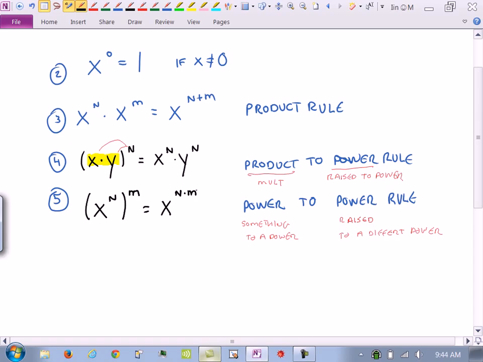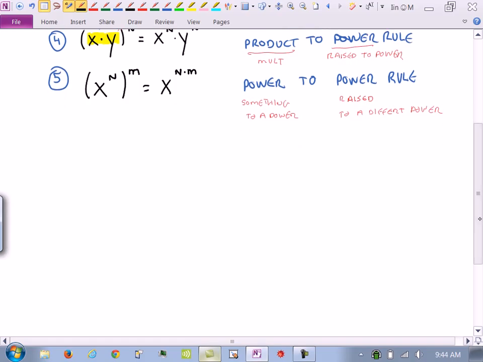Okay, I think the best way to work these is just do some examples, start to see the differences, okay? So let's go ahead and start out with our first example.